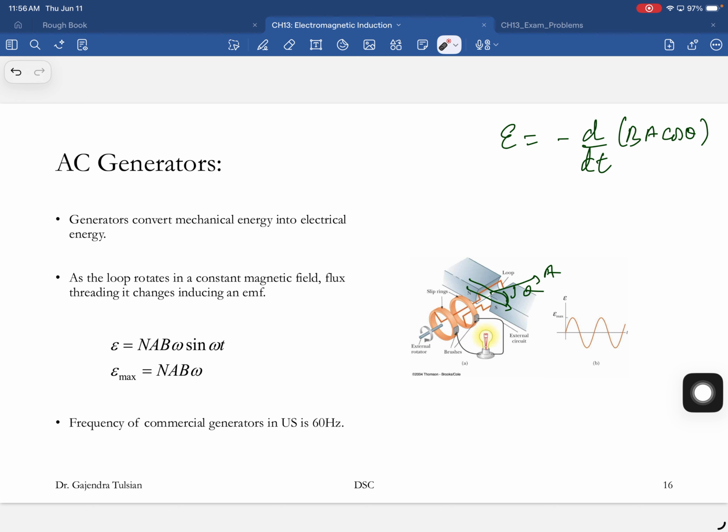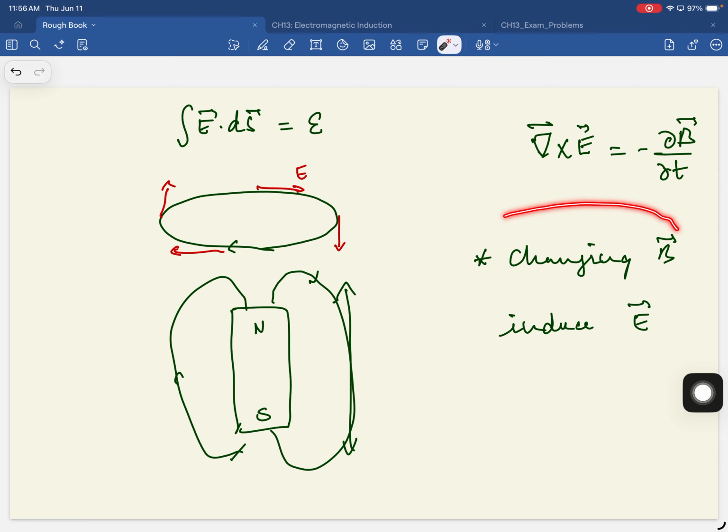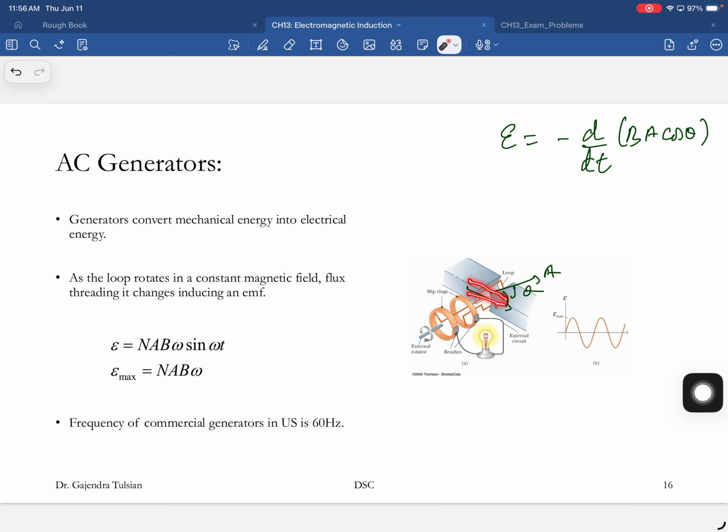So the punchline is changing magnetic fields induce electric fields. In this case, you might say that the magnetic field was not changing. You were changing theta, but if you look at it from the perspective of sitting on the coil of wire, you're turning, what you're seeing is the magnet is turning, and relative to you, the magnetic field is changing. So you can think of it that way.